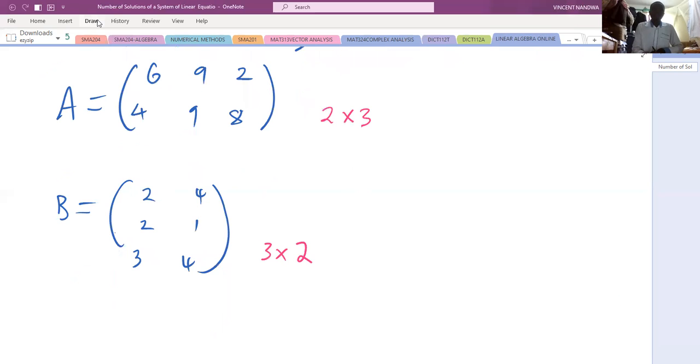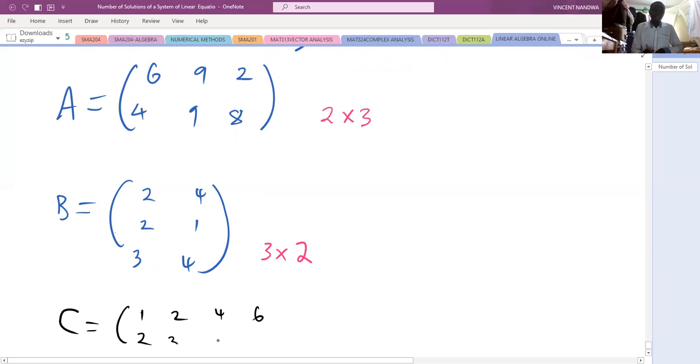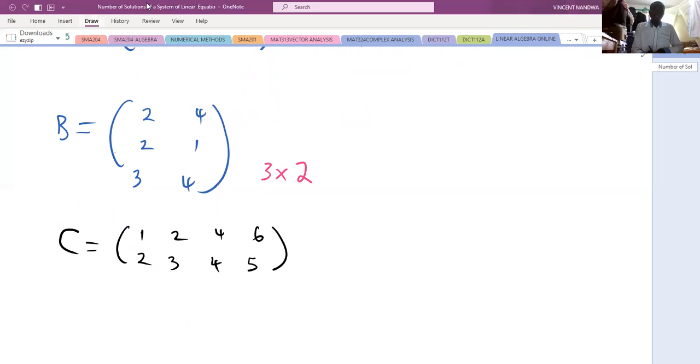And then if I have a matrix given by C: 1, 2, 4, 6, 2, 3, 4, 5, then the order or size of this matrix is, so we have 1, 2, those are 2 rows, and then 1, 2, 3, 4, 4 columns.